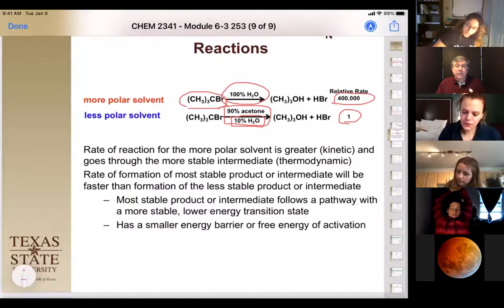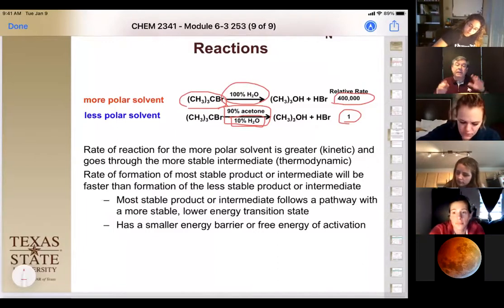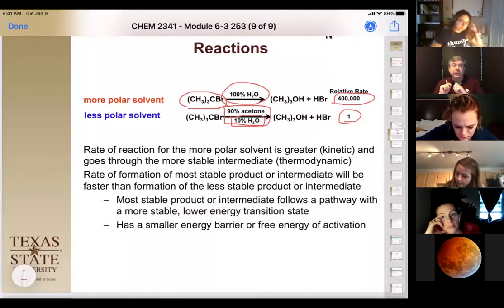So the polarity of our solvent has a big impact on the activation energy to form our carbocation and on the stabilization of our carbocation. And then we also have a lot more water around to act as a nucleophile. So we're doing it on two fronts. We're forming the carbocation faster, and we have more of our nucleophile around to react.